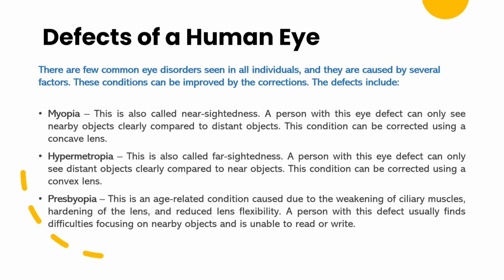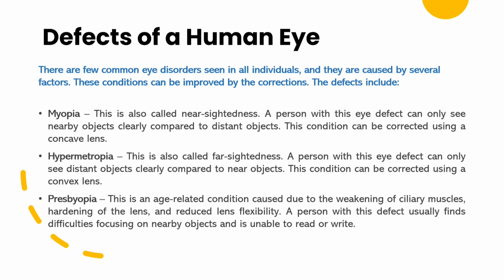The third defect is presbyopia. Here it is an age related condition. It is caused for several reasons. It can be due to the weakening of the ciliary muscles or hardening of the lens and reduced lens flexibility. A person with this defect usually finds difficulty focusing on nearby objects and is unable to read or write.